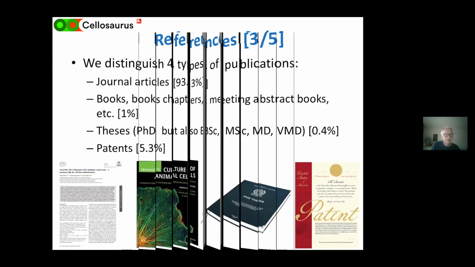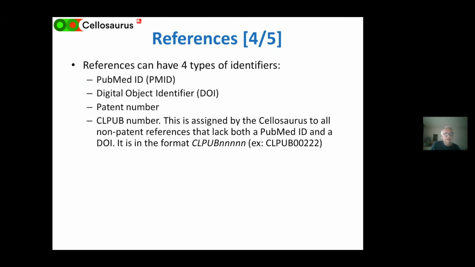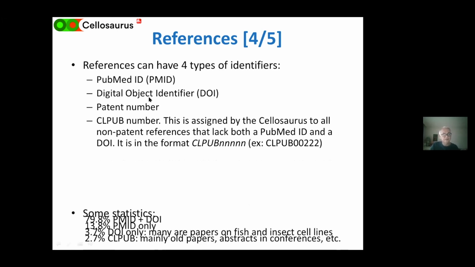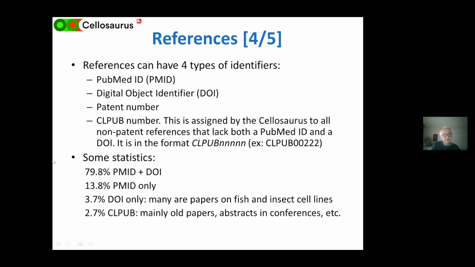And if you look at it, a reference can have 4 types of identifiers. That's important in terms of bioinformatics. You can have a PubMed ID, a DOI, a patent number. And then for all those which don't have any of these, we assign ourselves an identifier called CLPub with a number. Those are only for those which we could not find a unique identifier. And you can see some statistics.